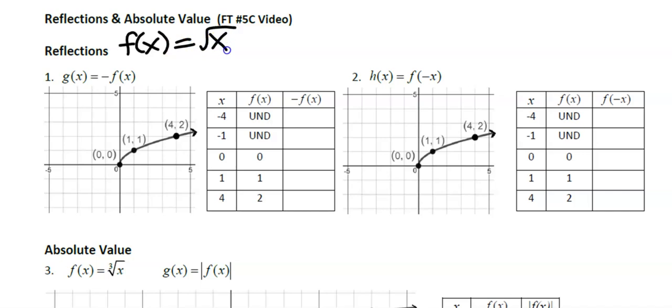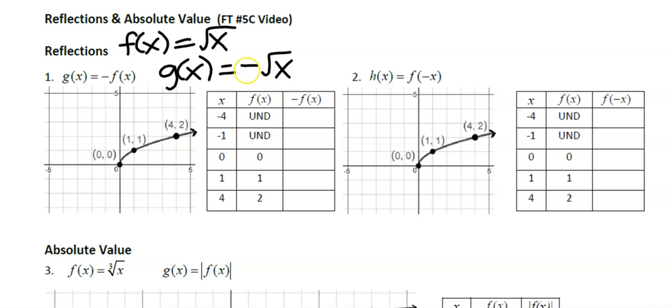So once again, we're going to be looking at our parent function, f of x equals the square root of x. And we're going to be applying this transformation where we multiply outside the function. So g of x then is the opposite of f of x, or the opposite of the square root of x. So let's take a look at a table of values. We know that in the original function, if I put a negative number into the function, I get something undefined, and then I would have the points (0, 0), (1, 1), and (4, 2), as shown on the graph.